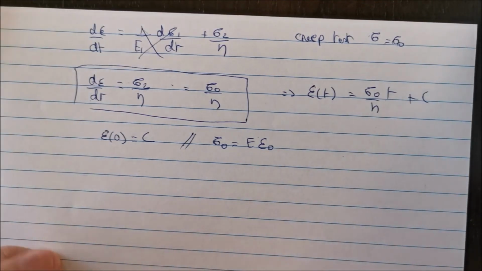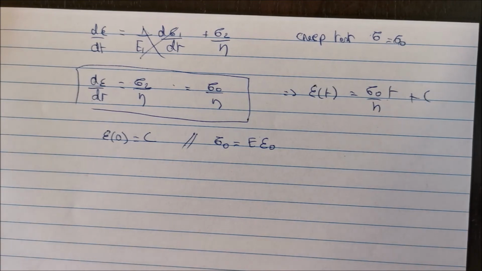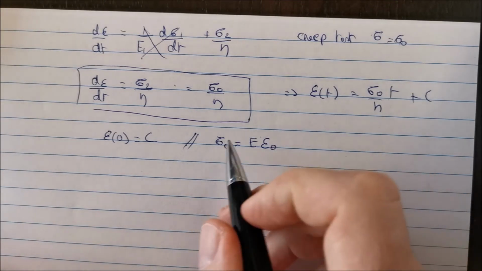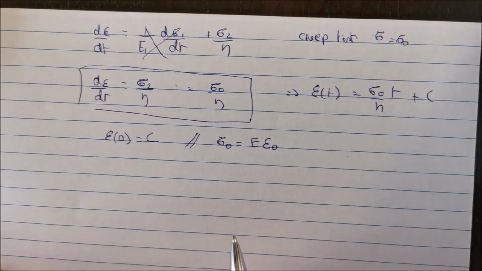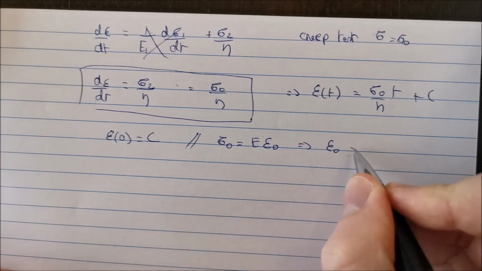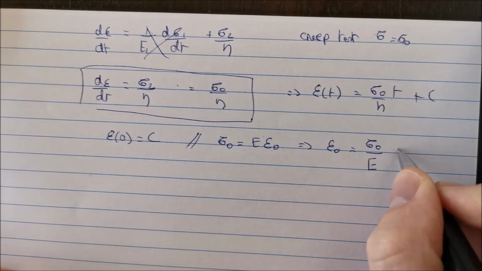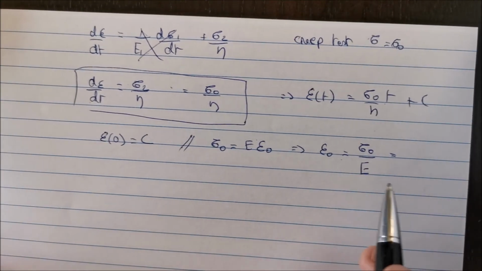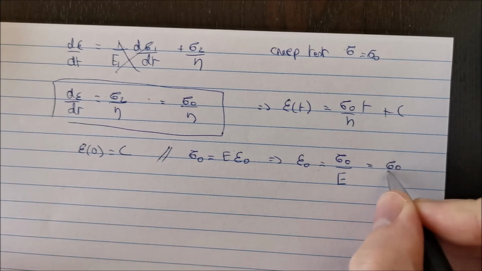We can make this assumption because at t equals 0 the dashpot does not kick in yet. This is just about the spring, right? So that's why we can just write this expression. From this, we can say that epsilon 0 is equal to sigma 0 over E. We know that the modulus at t equals 0 is 2 gigapascal, so we write sigma 0 divided by 2.